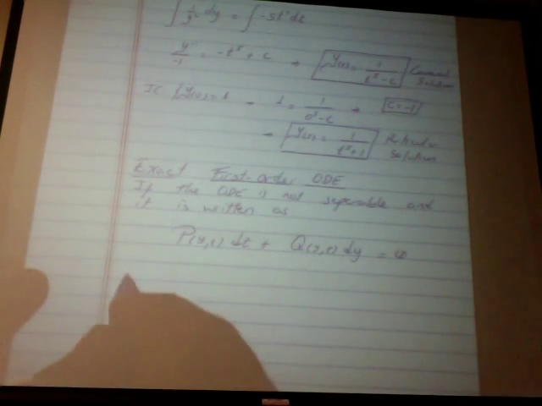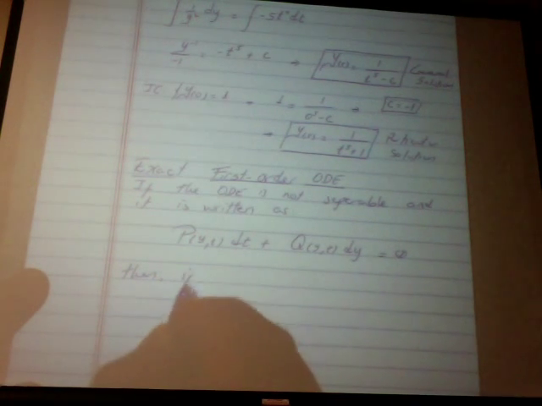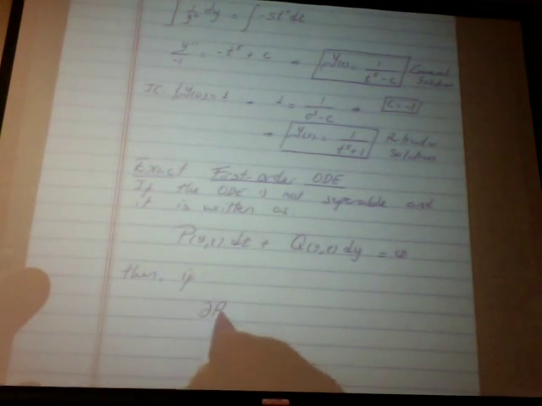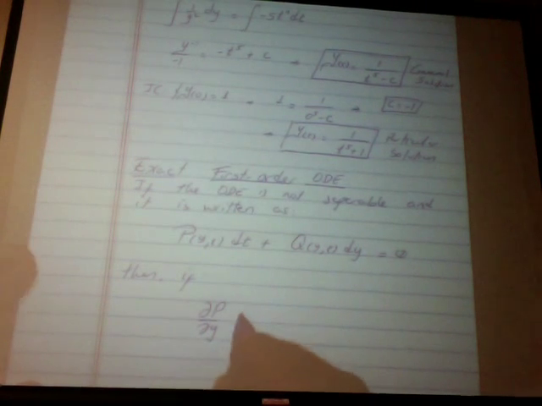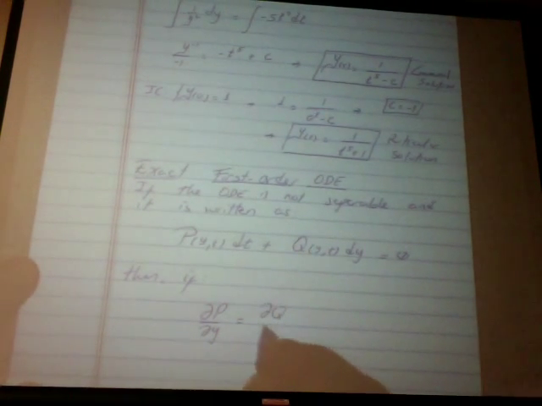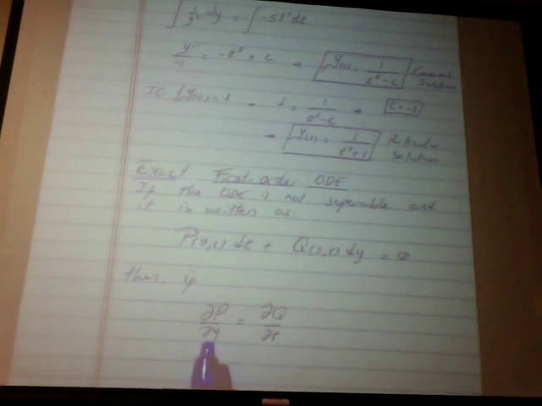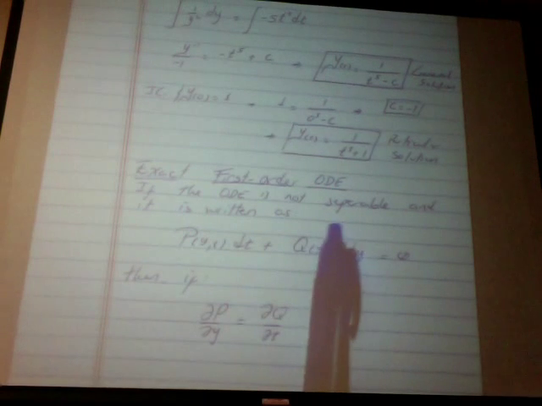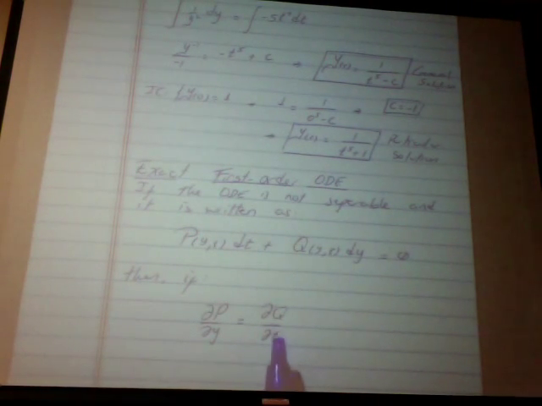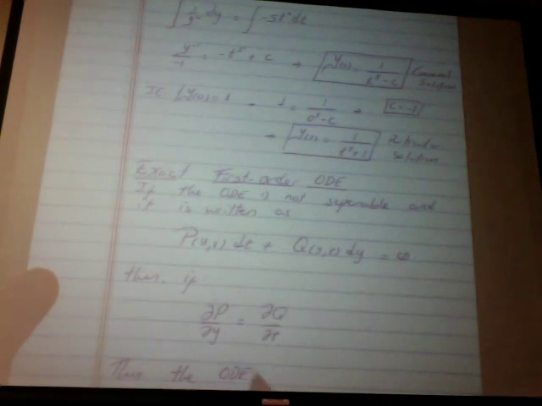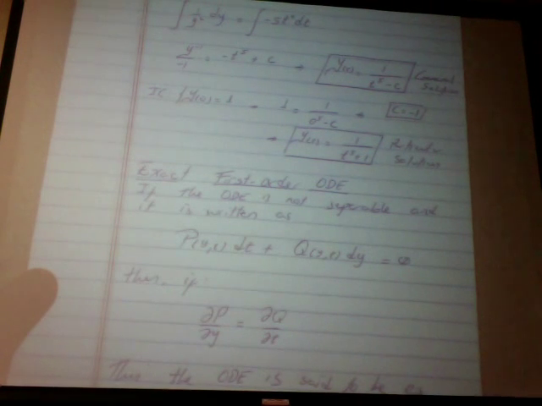Then if dp/dy is equal to dq/dt, notice the function that multiplies dt when we differentiate with respect to y is equal to the function that multiplies dy when we differentiate with respect to t, then this equation is exact. Then the ODE is said to be exact.